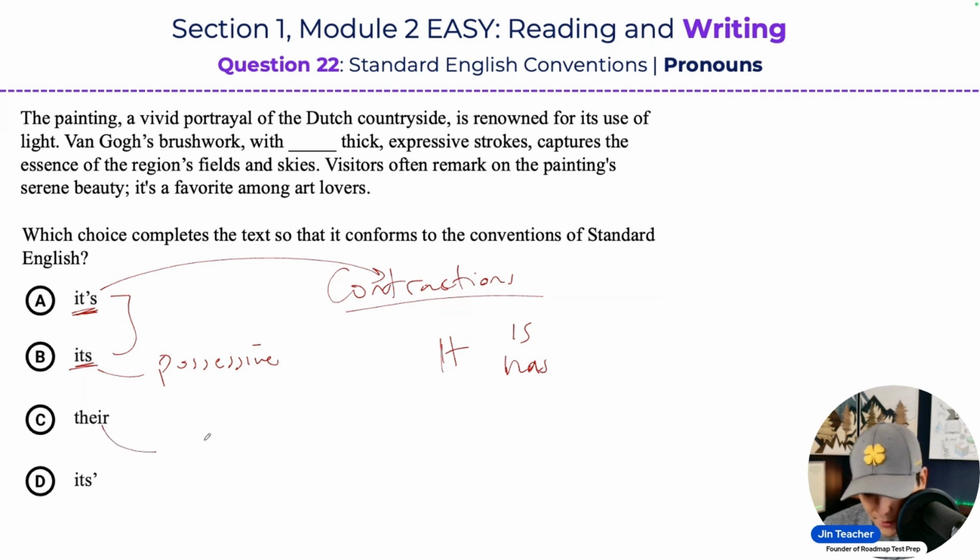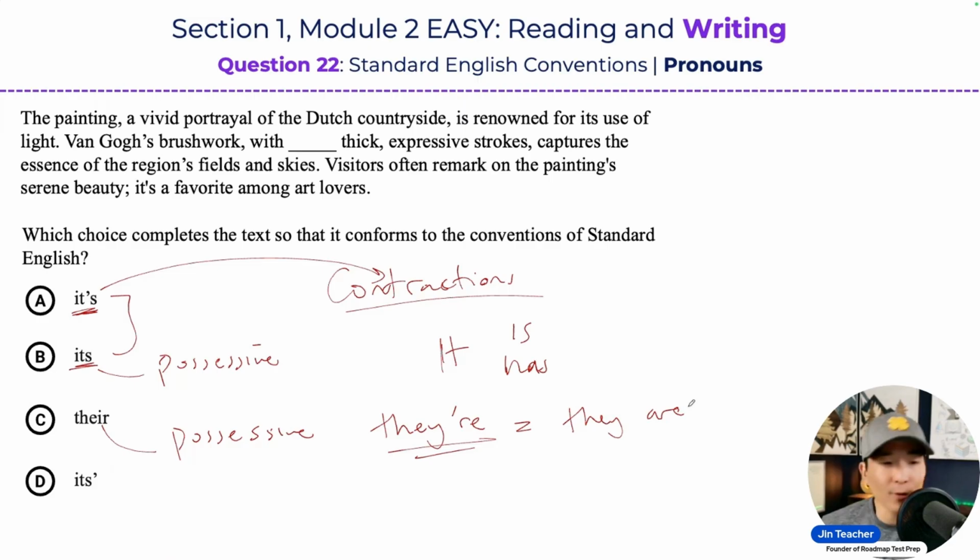Same thing with T-H-E-I-R. What is this one? This is going to be the possessive form. And what's the contraction of there? It's going to be T-H-E-Y apostrophe R-E. So this is going to be the contraction, and this is going to mean they are.